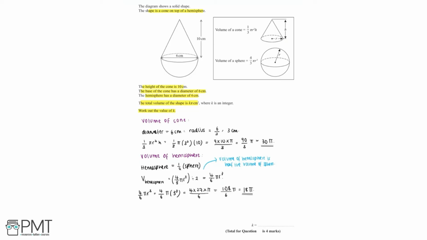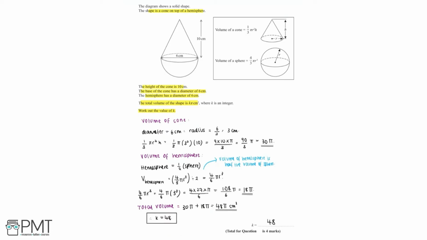Well, we've found the volume of the cone and the volume of the hemisphere, and so to find the total volume of the shape, we want to add these two values together. And so the total volume would be equal to 30 pi plus 18 pi, which is equal to 48 pi centimeters cubed. We're told that the volume of the shape is equal to k pi centimeters cubed, and so we can now say that k is equal to 48, which we can write down in our answer box.